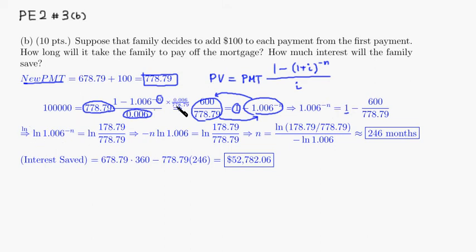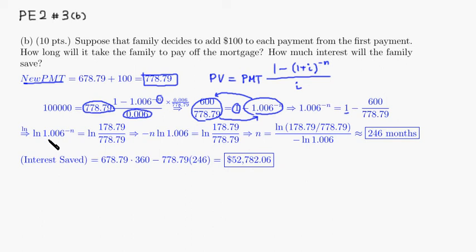Then the best way to bring down this power, negative n, is taking the natural log of both sides. So we take the natural log of the left hand side and the natural log of the right hand side. I did the common denominator and simplified, and you end up with 178.79 divided by 778.79, with the natural log.